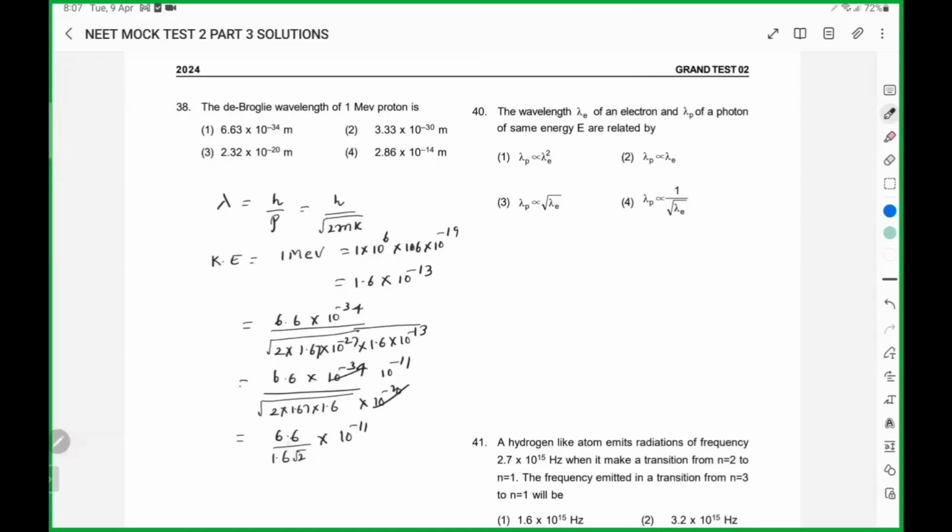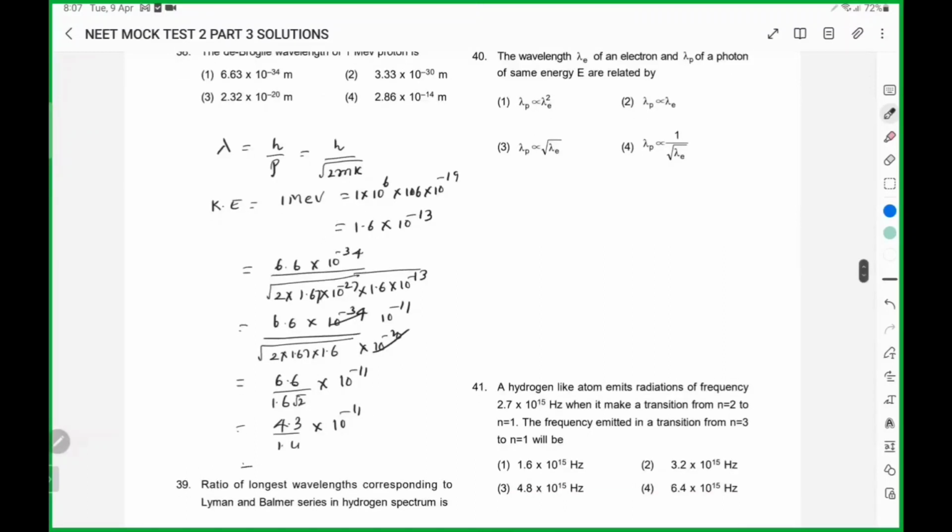Here it is 4.3 by root 2, which is 1.4, approximately 14. It's 2 point something, nearer to 3. Only one option is near this.